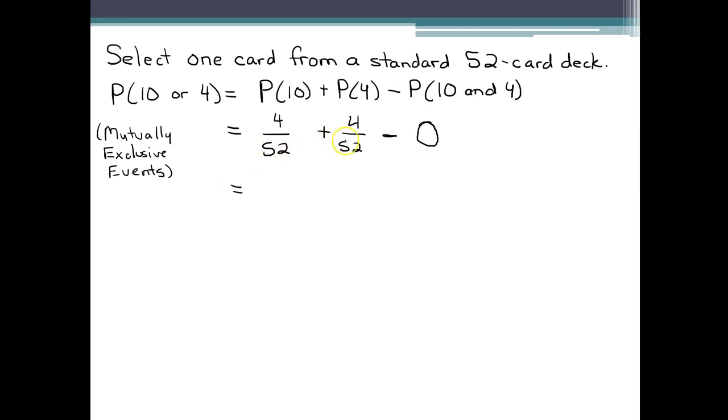All right, so 4 over 52 plus 4 over 52 is 8 over 52. And then that reduces down to 2/13. So that's that probability.